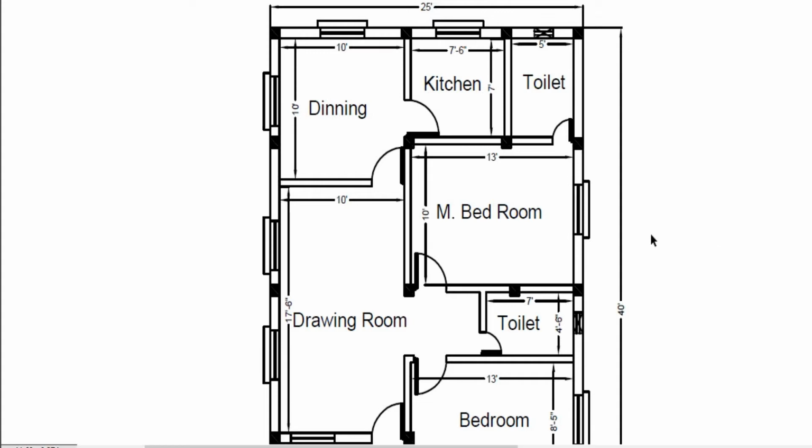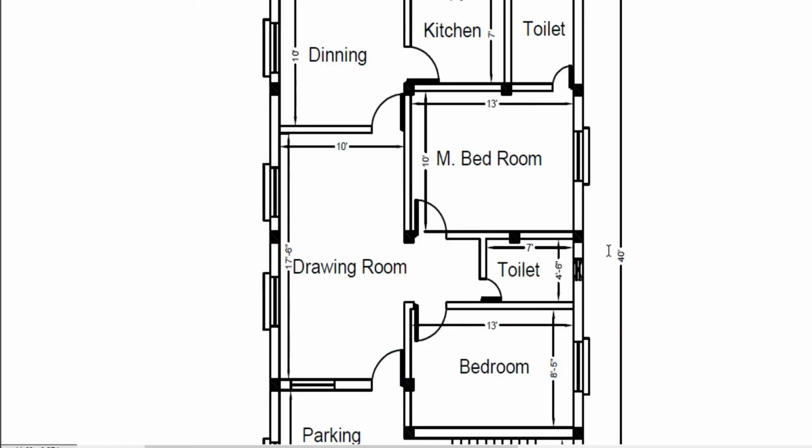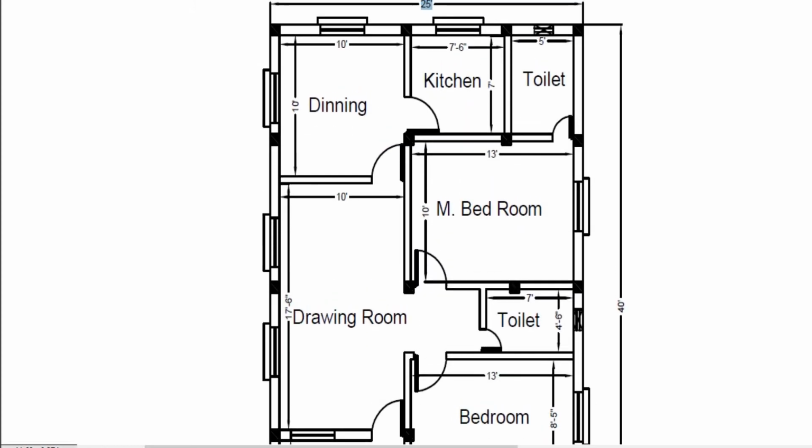In this tutorial we will see how we can arrange a 2BHK house plan, that is a simple house plan, in a 1000 square feet area. In this plan we have taken the lengthwise dimension as 25 feet and the widthwise dimension as 40 feet. So let's see what we have incorporated in this house plan.